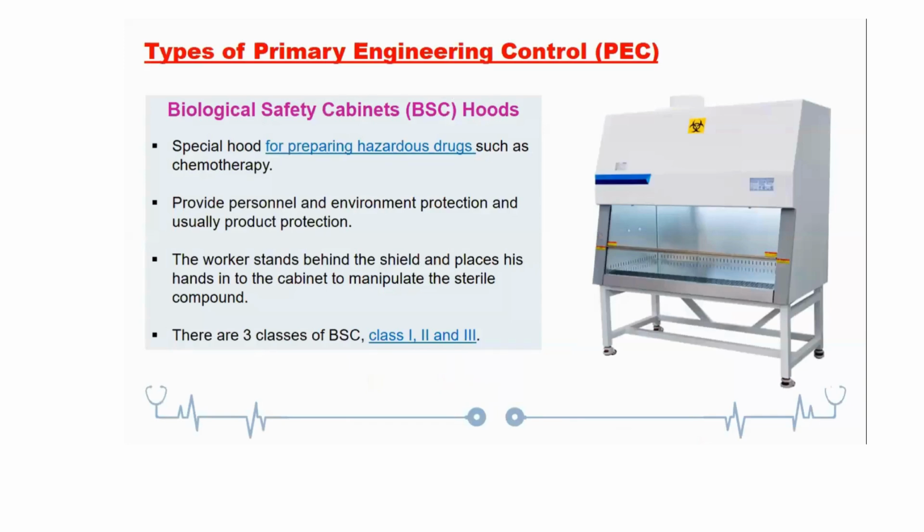The fourth type of hood is the biological safety cabinet. The biological safety cabinet is a special hood for preparing hazardous medications such as chemotherapy. It provides personnel and environmental protection and usually product protection. The worker stands behind the shield and places his hands into the cabinet to manipulate the sterile preparation. There are three classes of biological safety cabinet: class 1, 2, and 3.